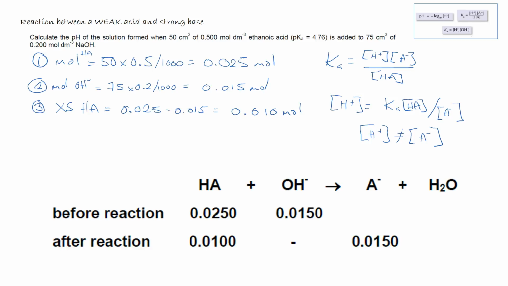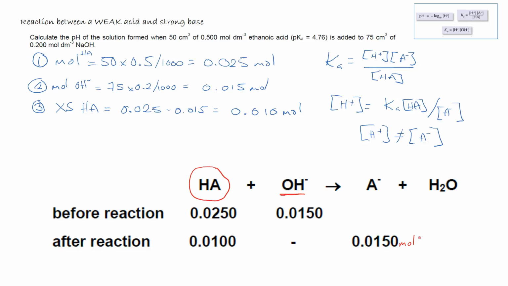So, if we think about the reaction between the acid HA, which in this case is ethanoic acid, and the strong base OH minus, the sodium hydroxide, those two things are going to react together. We've got 0.025 of the acid, and that completely reacts with all of the OH minus before, and so we consume all of the OH minus. What that means is after the reaction, we have 0.01 mole of acid, which we've already described. There's no OH minus because that's reacted with the acid. And essentially we've formed 0.015 mole of A minus.